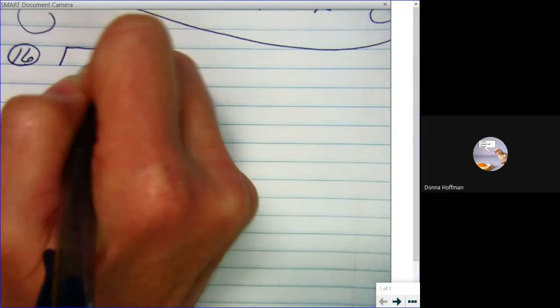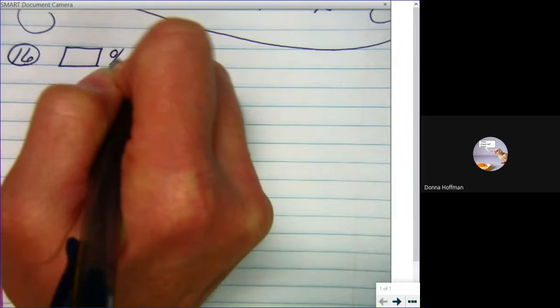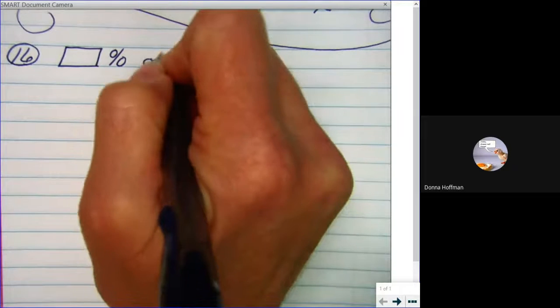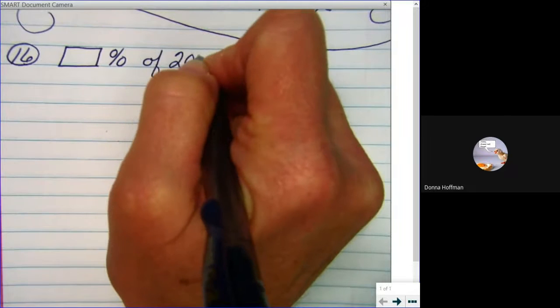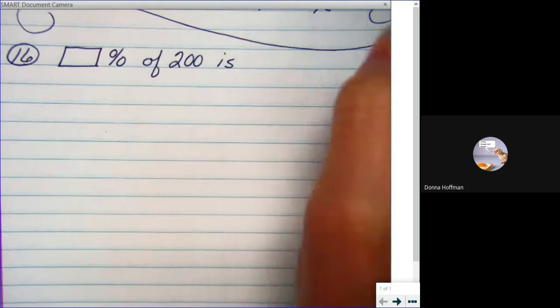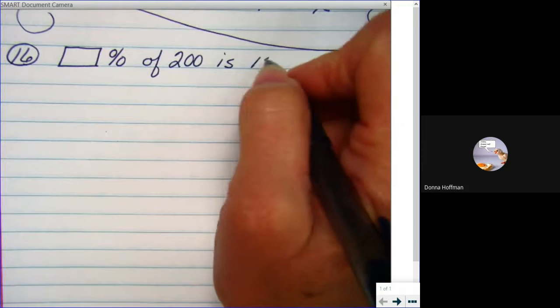16 is going to be an empty box percent of 200 is 150 miles.